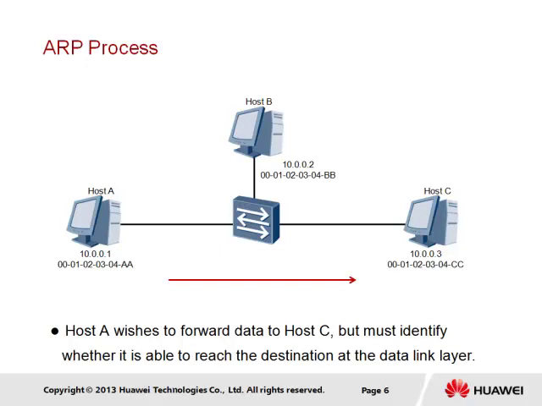Host A is generally aware of the IP address of the end station to which it wishes to forward the data, which in this case is the IP address of host C, or 10.0.0.3. However, before data can be forwarded to the intended destination, the physical path must be known. We should consider in this scenario that this represents the first time that host A is attempting to transmit data to host C.